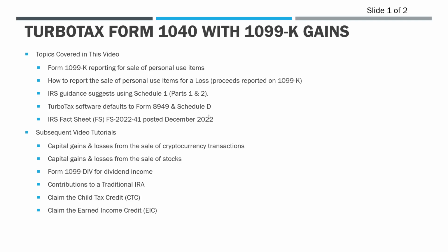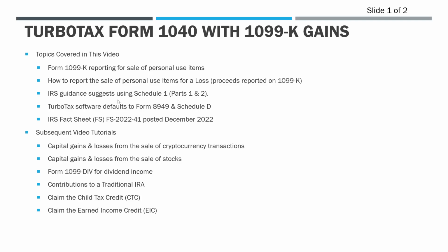Now, the reason why I've separated them is because the IRS guidance has some kind of conflicting information, right? They suggest reporting it one way, but TurboTax and a lot of other software providers, and myself included, the way I think it should be reported is a little differently. So, what we're going to cover here, we've got the 1099-K for the sale of the personal use item. It's going to be at a loss, right?